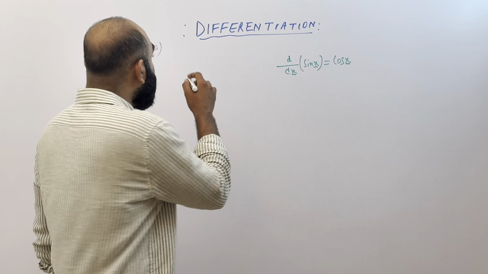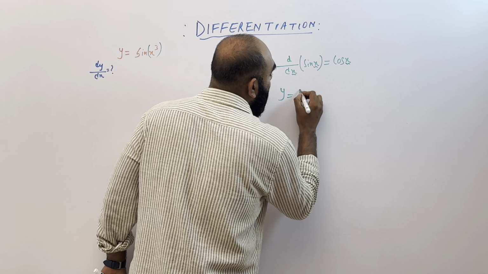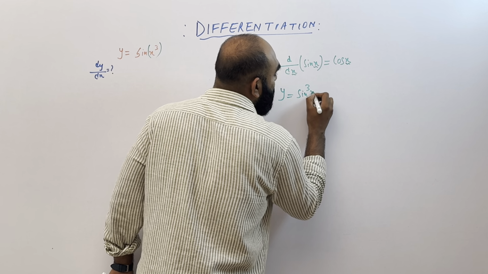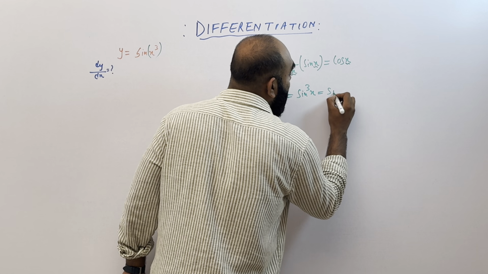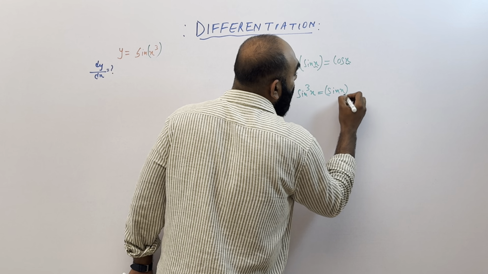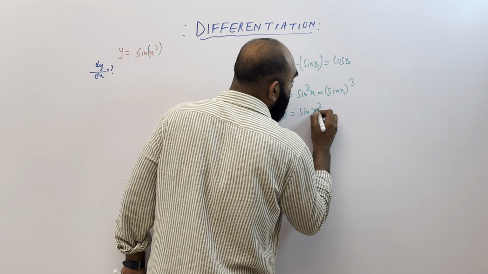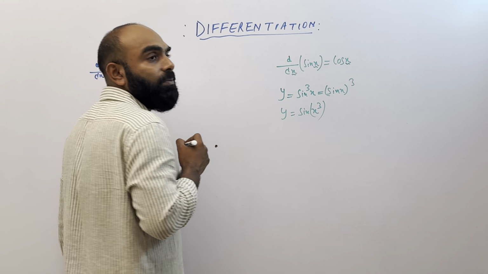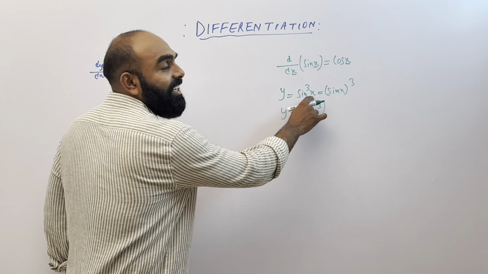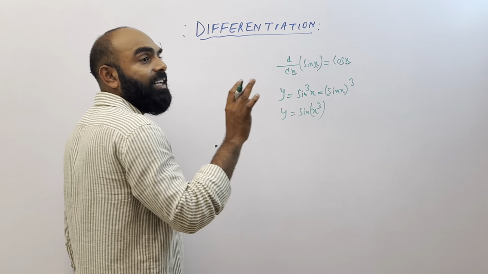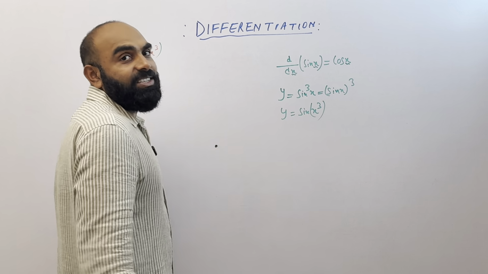There is a difference between y is equal to sine cube x, which can be written as sine x whole cube, and y is equal to sine of x cube. In sine of x cube, theta is x cube. In the first one, theta is x only.